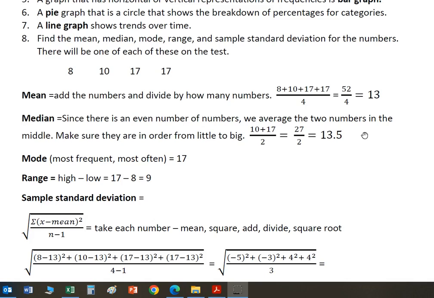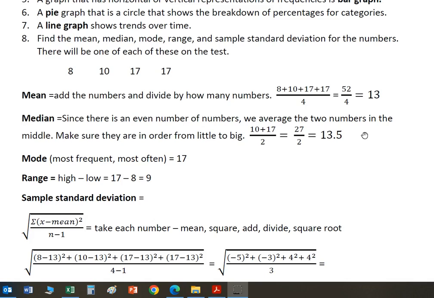So find the mean. That means we add the numbers and divide by how many numbers. So 8 plus 10 plus 17 plus 17 is 52. Divide by 4 equals 13. Make sure when you hit that last number, you hit enter or equals, so that it gives you the addition, and then you divide.